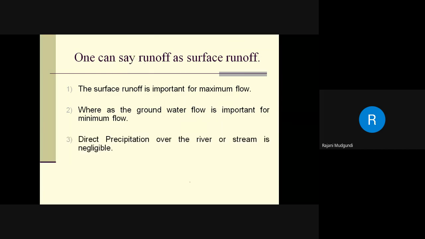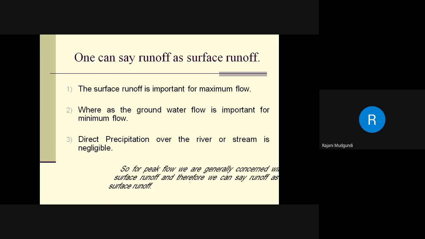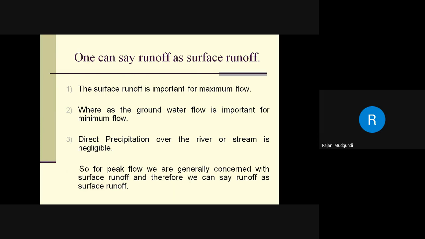Direct precipitation over the river or stream is negligible, being small in quantity. So for peak flow, we are generally concerned with the surface runoff. What we will do is study or record the rainfall data, and from that, we will abstract or deduct the losses.